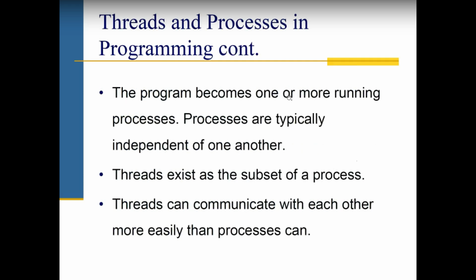So the program becomes one or more running processes. Processes are typically independent of one another. Threads exist as a subset of a process, and threads can communicate with each other more easily than processes can. So it is saying that in the program that you have written, the program can be running 3 things at the same time, meaning it is doing multi-threading. Or maybe the program has a time counter, it is reading the time. That same program is allowing people to send messages, and that same program is allowing people to make calls, meaning we have multiple processes running in the same program. That is threading, and that is a process.